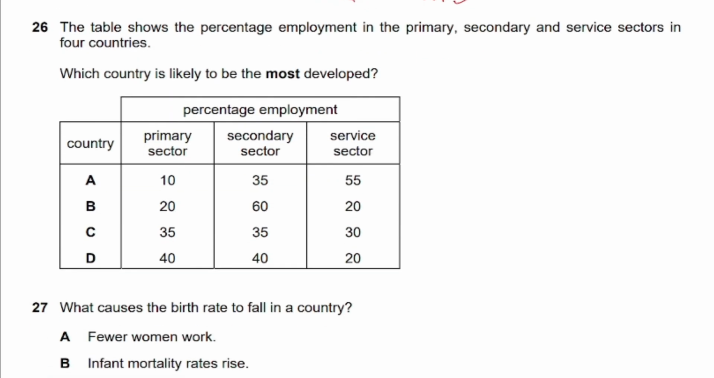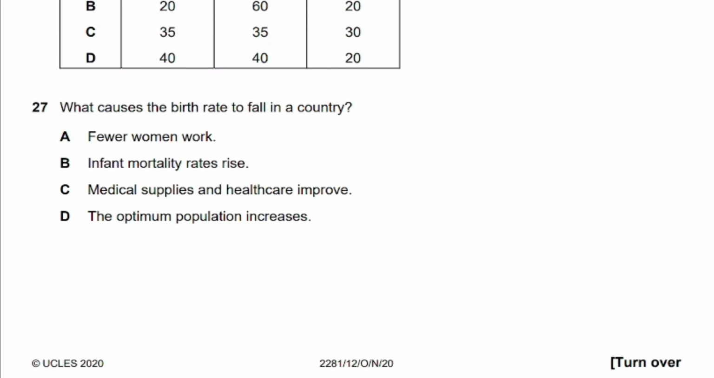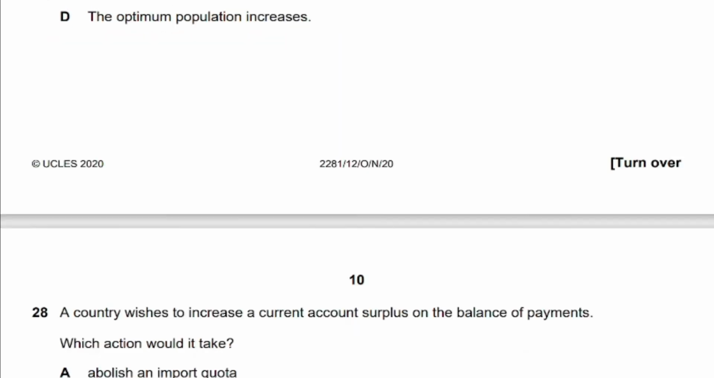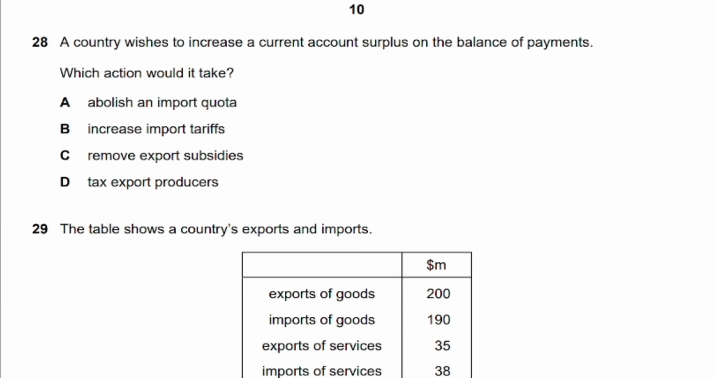Question number 26 says the table shows percentage employment in primary, secondary and tertiary sectors. Which country is likely to be most developed? Most developed countries mainly focus on the tertiary sector, the service industry. So the option where the service industry is most important, then secondary, and least important is the primary sector, is the correct answer. Question number 27: What causes the birth rate to fall in a country? Medical supplies and healthcare improving leads to a controlled birth rate. The number of children born will be controlled.